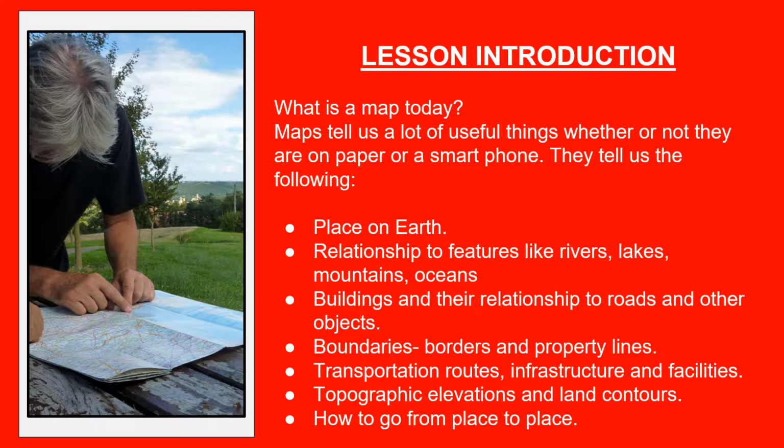Maps tell us the following. They'll tell us the place on Earth, the relationship to features like rivers, lakes, mountains, and oceans, buildings and their relationships to roads and other objects, boundaries, borders and property lines, transportation routes, infrastructure and facilities, topographic elevations and land contours, and lastly, how to go from place to place.